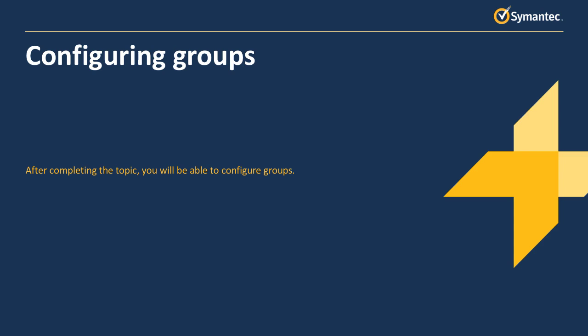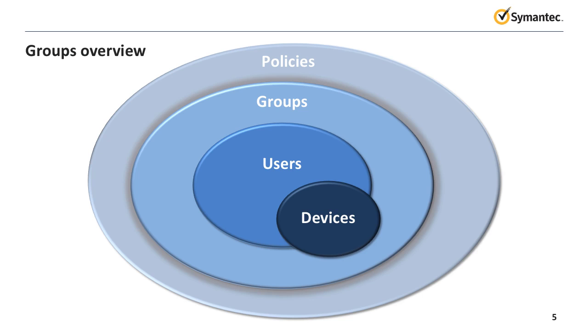This is the Configuring Groups topic. After completing this topic, you will be able to configure groups. Groups provide the ability to combine SEP Cloud users that have something in common. Policies are applied to groups, not to specific users or devices, so all users must be a member of a group, and all devices must be assigned to a user or directly to a group. A policy that is applied to a group is applied to all users and devices in that group. Devices enrolled by a user are always part of the same group as their owner.